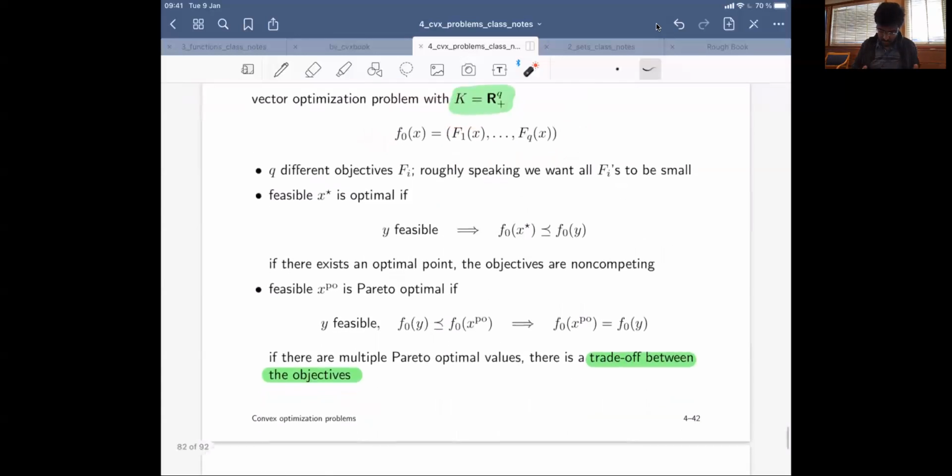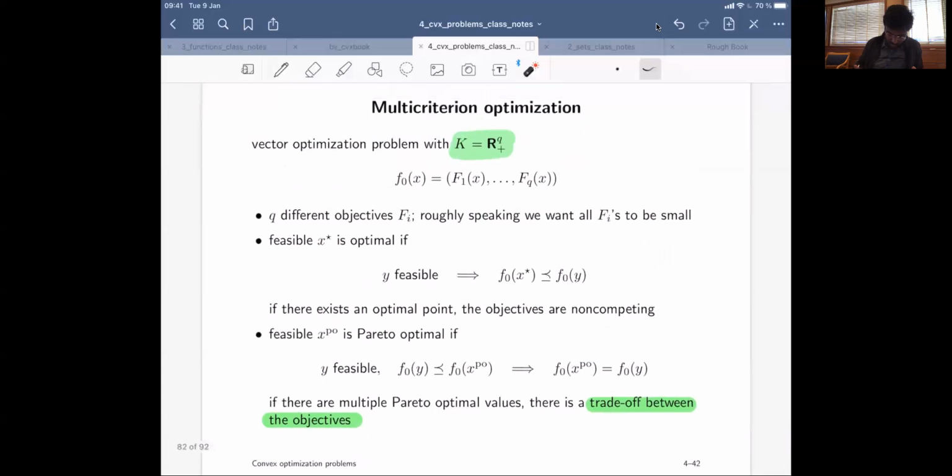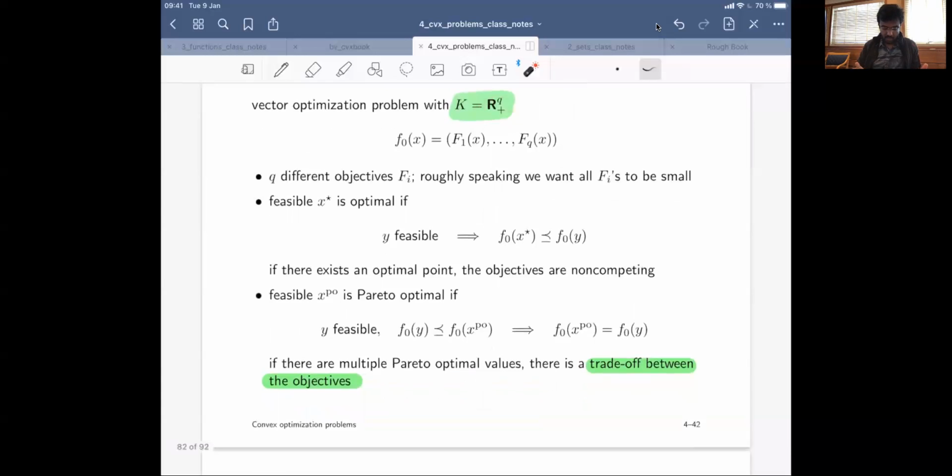Yeah, so in this case, of course, if you are using this cone, then it's a component-wise comparison, right? Component-wise comparison that we already saw many times. So roughly speaking, we want all the individual functions. f is the objective function and it's a vector, right? So it has individual components. Let's call them f1, f2, like that up to fq.